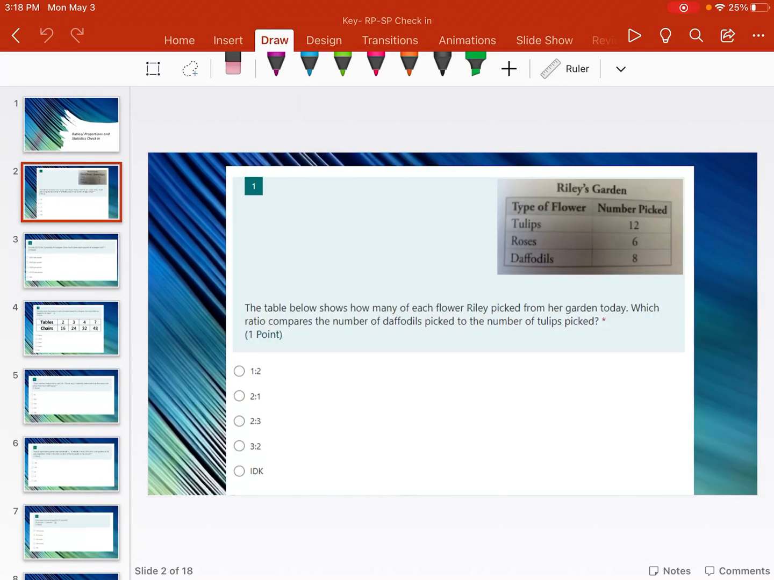All right, we are going through question number 1 on the check-in. It says the table below shows how many of each flower Riley picked from her garden today. Which ratio compares the number of daffodils picked to the number of tulips picked?